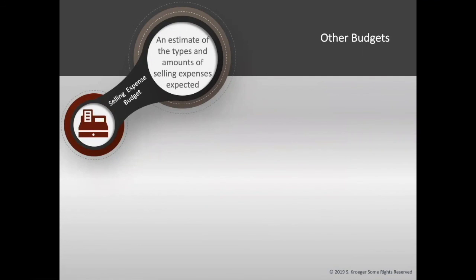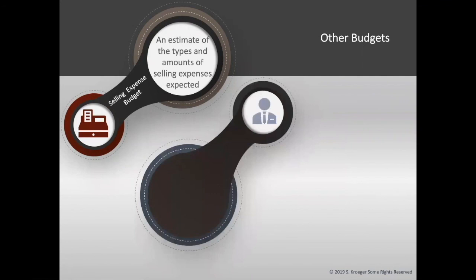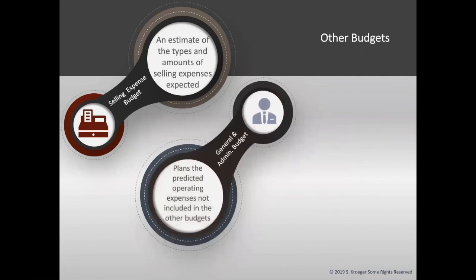This is an estimate of the types and amounts of selling expenses expected. We do have a practice problem with this one next. The other budgets are fairly simple and similar to this one, so we won't be doing any practice problems with them, but I do want to go over it. We have the general and administrative budget. This plans the predicted operating expenses that are not already included on the other budgets. This is usually the variable plus the fixed costs for general and administrative items added together.